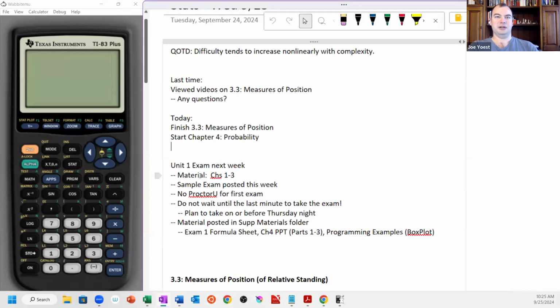So I want to reach out to one of our support folks, make sure that we get all that cleared up, and then we'll plan to have ProctorU up and running for the Unit 2 exam and for the final exam. So no ProctorU for the first exam.